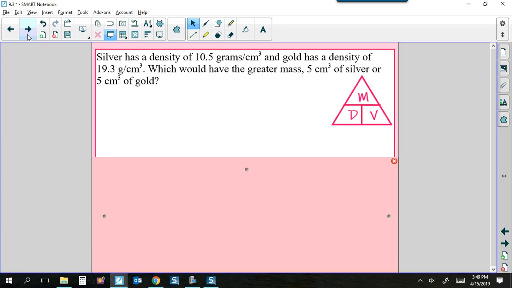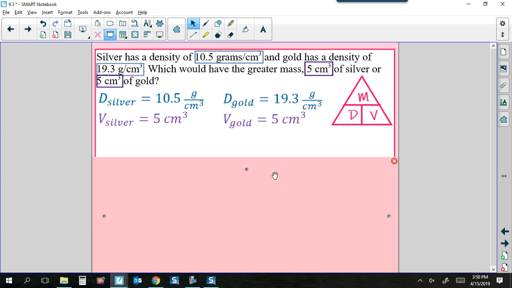Yay! All right, next, we know that silver has a density of 10.5 grams per centimeter cubed, and gold has a density of 19.3 grams per centimeter cubed. Which would have a greater mass, 5 centimeters cubed of silver or 5 centimeters cubed of gold? So we have to find our masses. So looking at what we know, the density of silver is 10.5 grams per centimeter cubed, and we are using a volume for silver of 5 centimeters cubed.